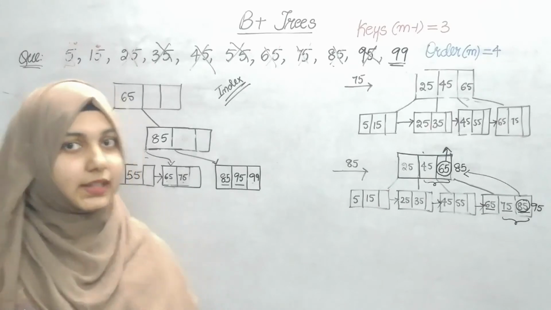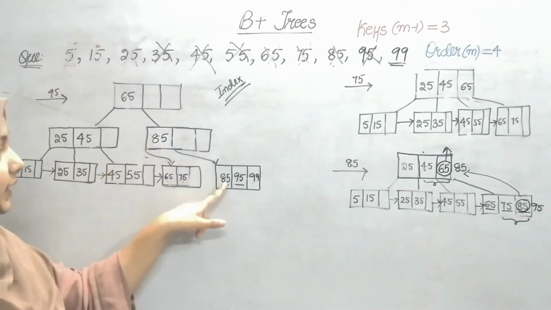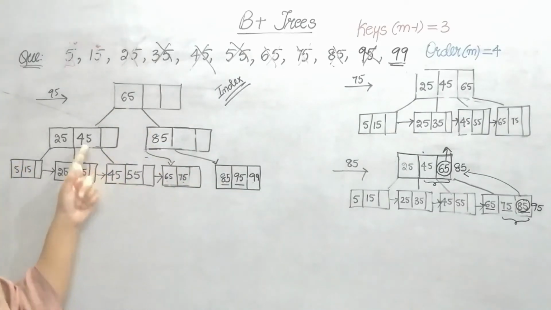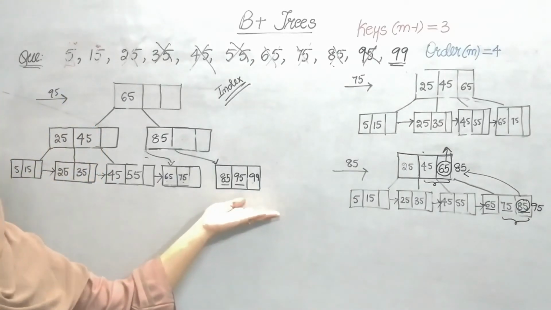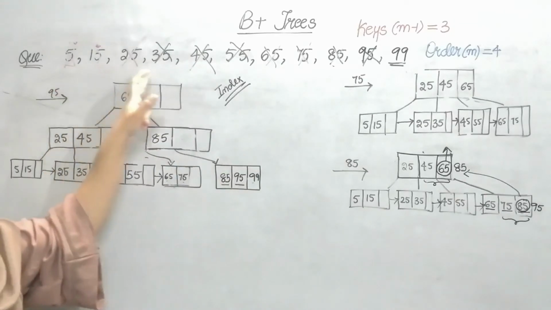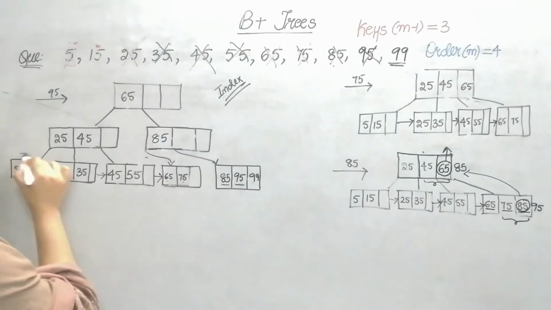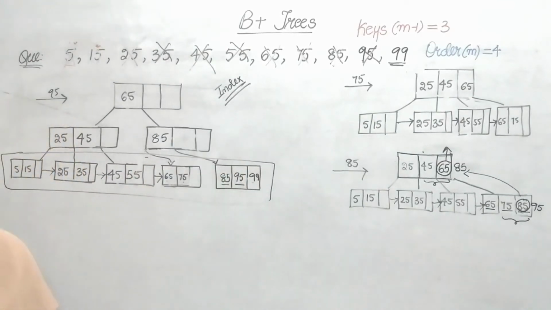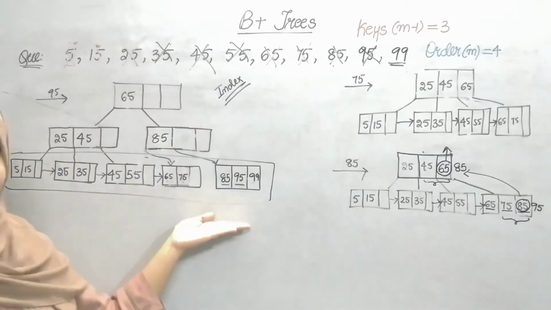Again I'm saying, in B trees, if I am inserting 85 here, I don't need 85 again here. If I am inserting 65 here, I don't need 65. If I am inserting 45, I don't need 45 here. But in a B plus tree, you will have all the data in the leaf node. I told you at the beginning, right? 5, 15, 25, all these elements will be present in the leaf node. This is your leaf node, and you can see all the elements are present. All the elements that were given in the question are present in the leaf nodes.